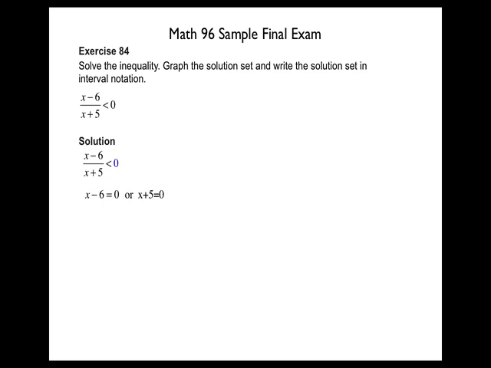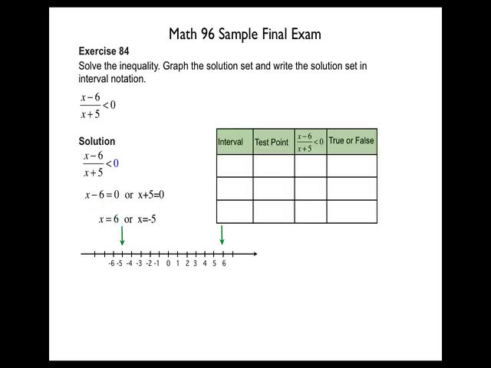So in order to solve this, we're going to find the values of x that make the numerator 0 and the values of x that make the denominator 0. We get x is 6, or x is -5. We're going to take our real number line and divide it into intervals according to those points. There's 6. There's -5. So we're going to have some intervals to deal with.